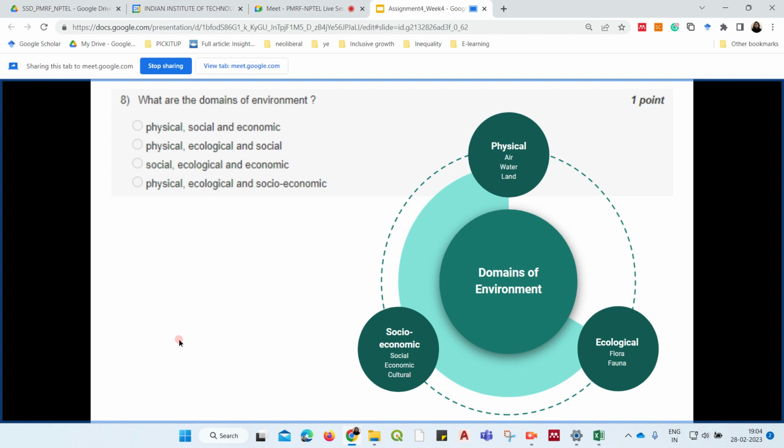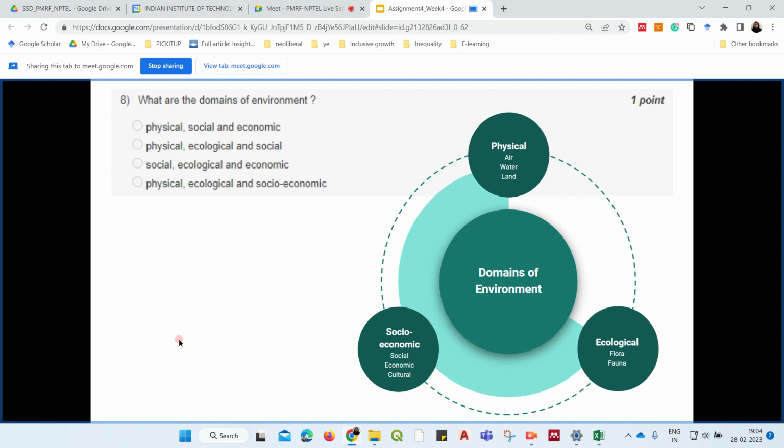So physical, anything which is present around us, which is tangible, visible to us, we can feel it, we can see it, that is part of the physical environment or the physical domain of the environment. It has three subdomains: air, water and land. I think that is quite clear that these are the three components of which the environment is made up, and they comprise the physical part of our domain.